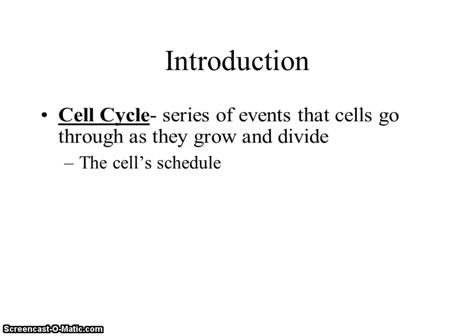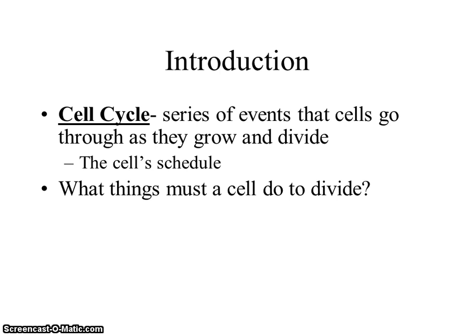The cell cycle is basically the cell schedule. It's the series of events that cells go through as they grow and divide. Just like you have a schedule to make sure you get everything done, the cell has a schedule too that it has to go through to make sure everything gets done properly as the cell goes through its daily life, which is basically doing the function it's supposed to do, but at times they get signaled to grow and divide and make more cells.